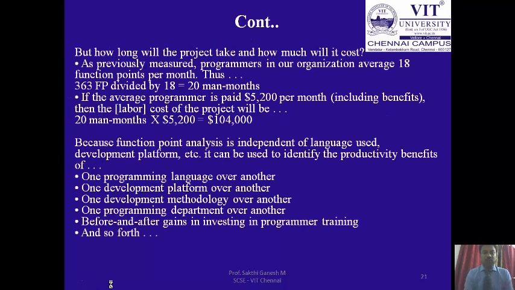Now for the total cost estimation: how long will the project take, and how much will it cost? From previous measures, on average the organization delivers 18 function points per month. So 363 function points divided by 18 gives about 20 person-months. The average programmer's cost is $5,200 per month. So 20 times $5,200 is $104,000. This gives the cost estimation of the employee salary. By adjusting for other environment factors and totaling, we find the overall cost estimation.